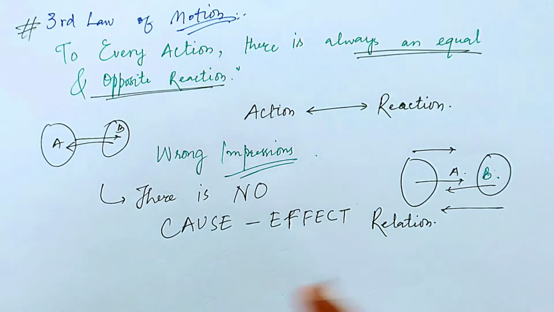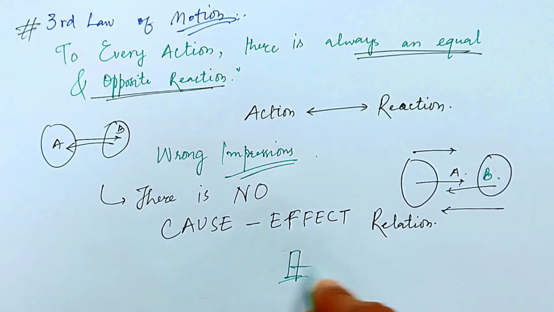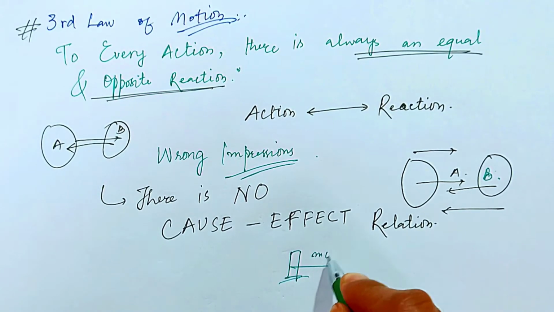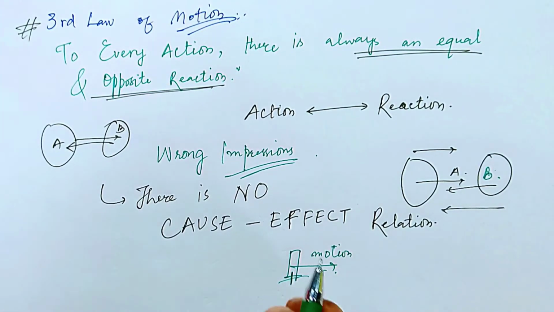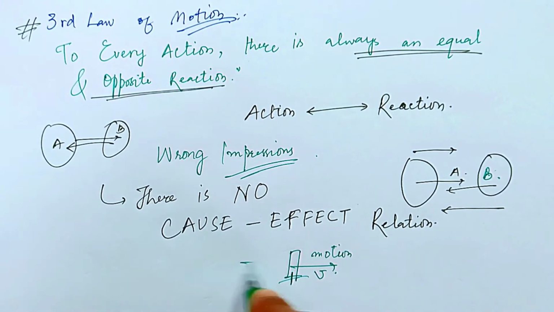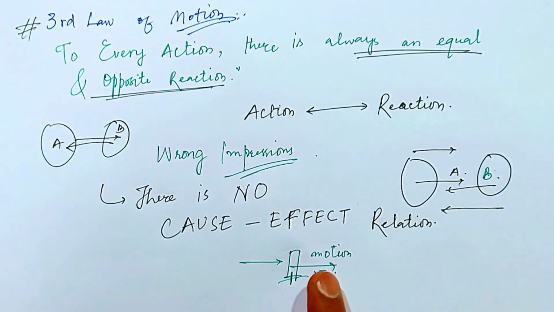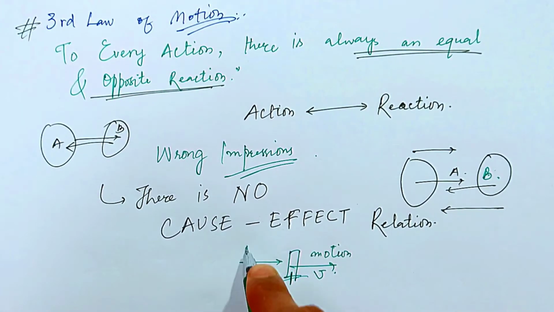What is the cause-effect relation? For example, if there is a body here and we are seeing an effect inside it, motion, for example moving with the velocity v. It was first at velocity 0, at rest. That means it came into motion because some force is acting onto it. From the second law of motion, you are well aware of that. That means there is an effect, but behind that effect there's a cause, that is the force here.